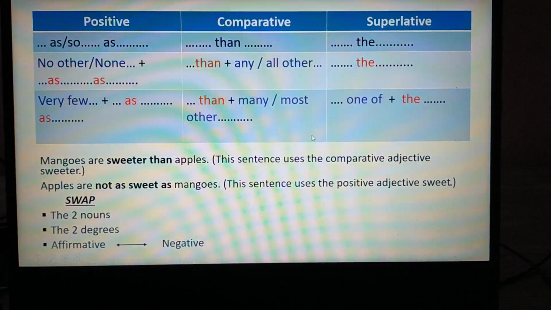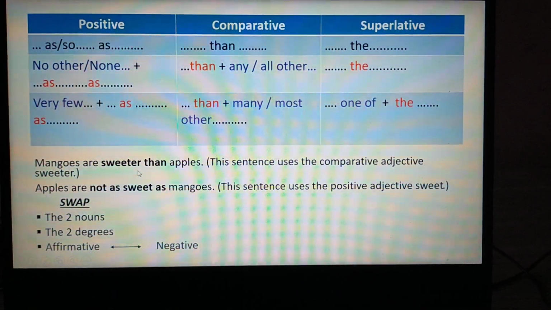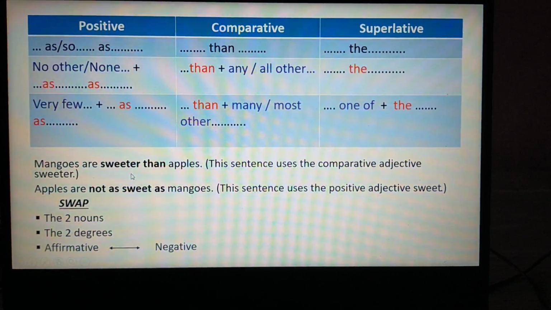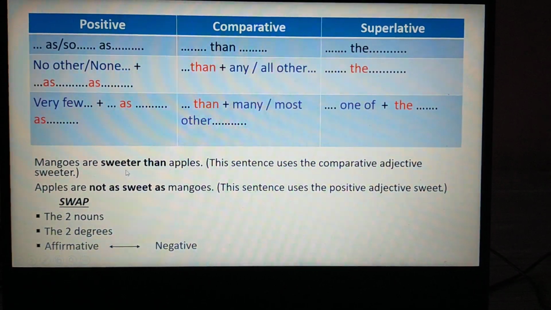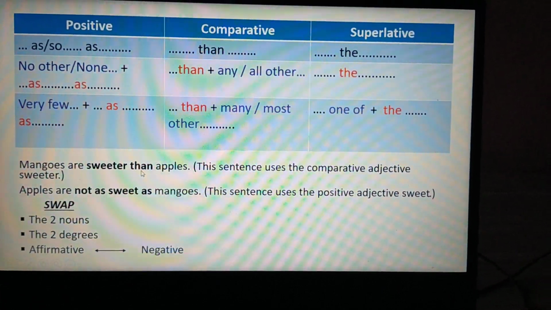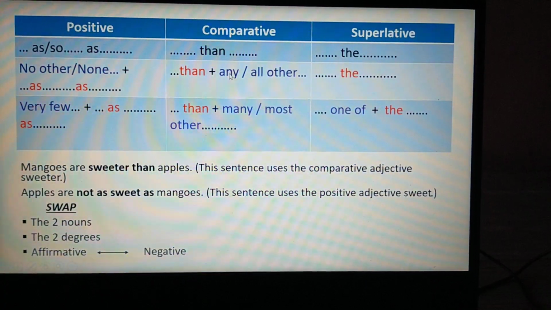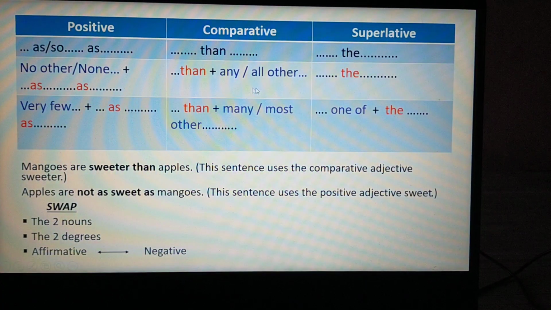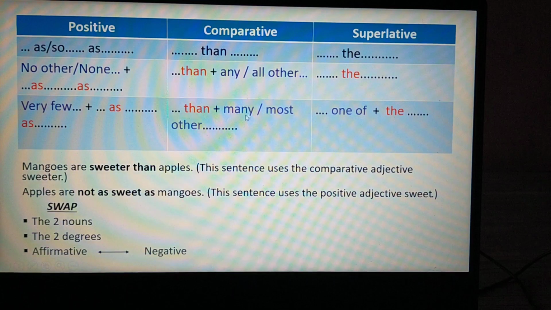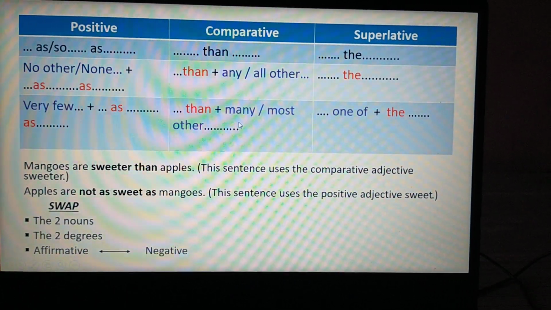Mangoes are sweeter than apples. Now my sentence, of course we can see that it's "sweeter than", so it is comparative. But if you notice, in my sentence there is no "any" or "all other", or "many" or "most other". So this is type 3.